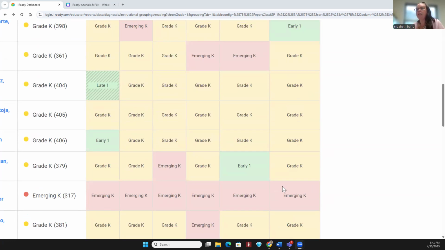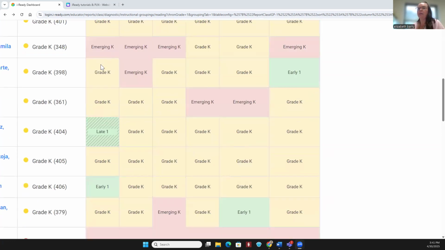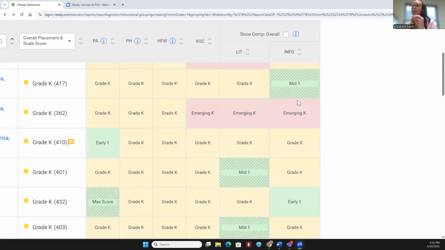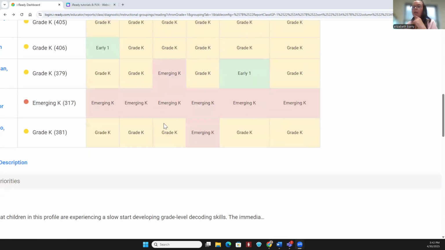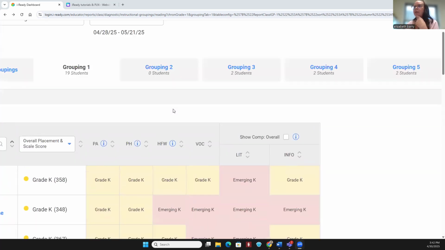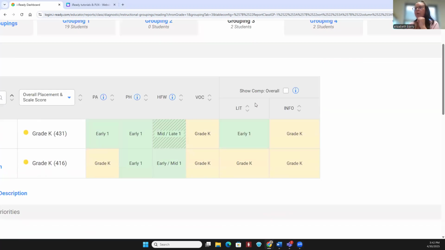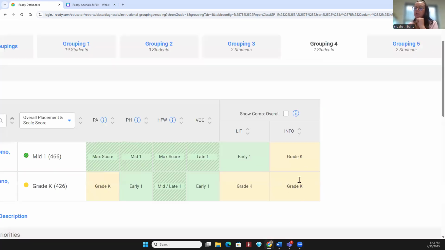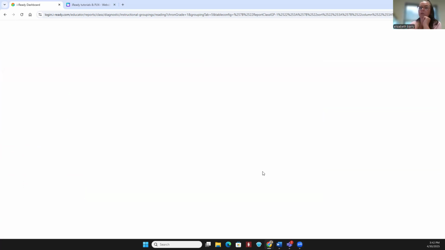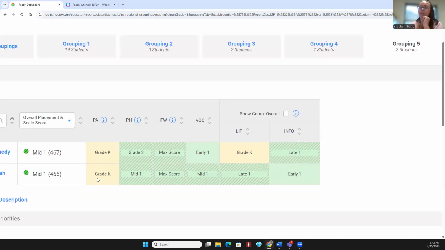So, I would take these outliers out and make them into their own small group and focus on phonics and phonological awareness with them. But the majority of this group is going to be in the comprehension and vocabulary sections. If you look at some of the other groups, you can see group 3 struggled with vocabulary and informational comprehension. Same in group 4, they struggled with the informational, and group 5 struggled with the phonics, which is the higher group, so that's an interesting find.